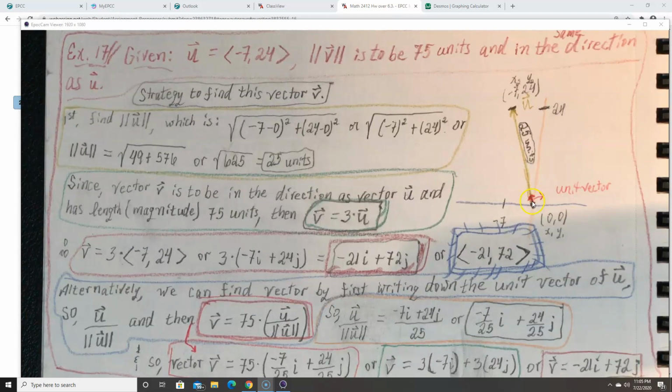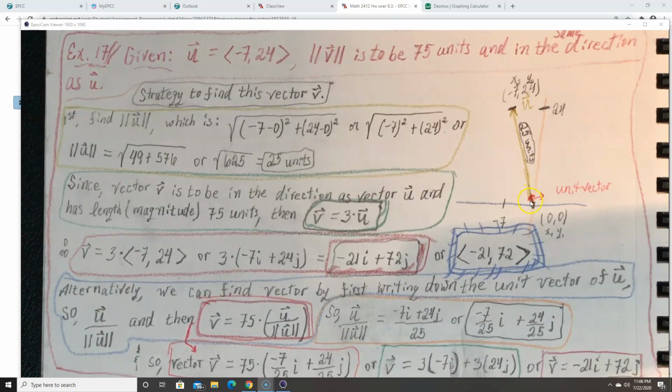Now once you have this unit vector, it's in the same direction as the vector u, except now it's only 1 unit long. And we want a brand new vector, call it whatever you want, the great long vector that's going to be 75 units, but it's in the same direction as vector u, which means it's also the same direction as this little unit vector.